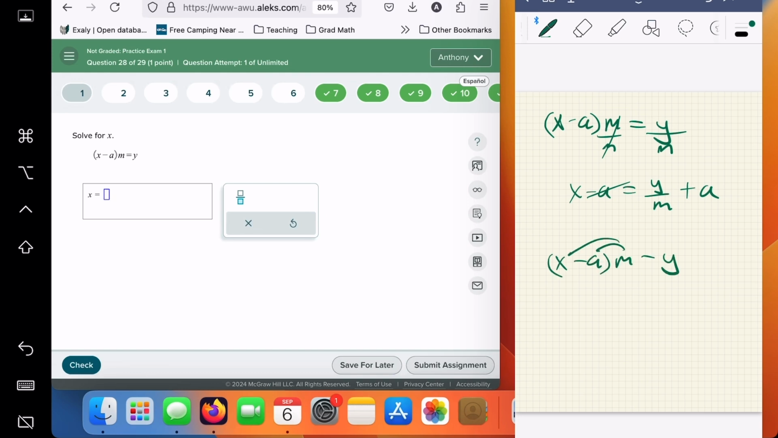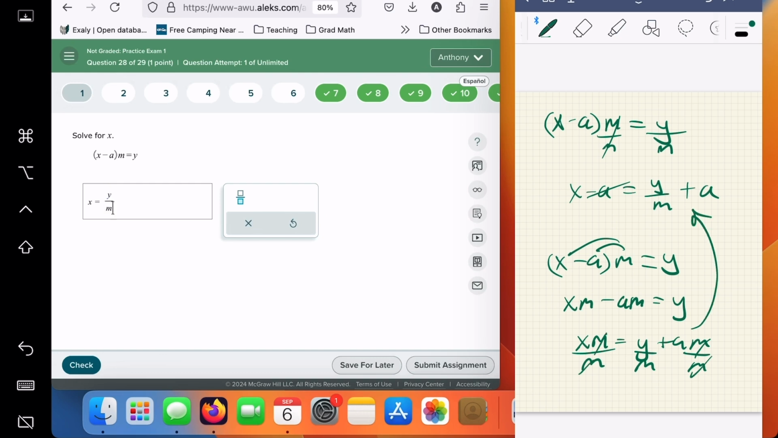You have xm minus am is equal to y. So I'm going to add am. I have xm is equal to y plus am. And I'm going to divide by m. Here they cancel. Here they cancel. And we get right back here. Okay? So y over m plus a.